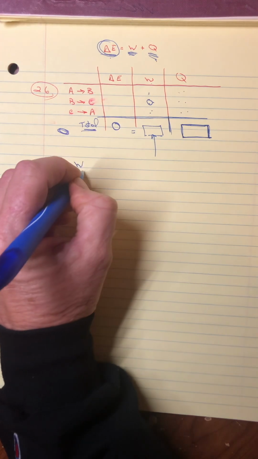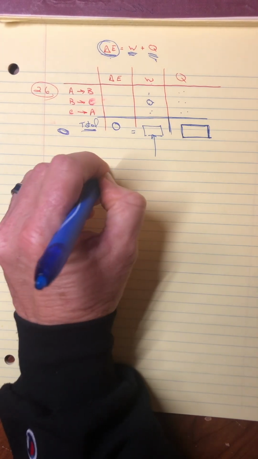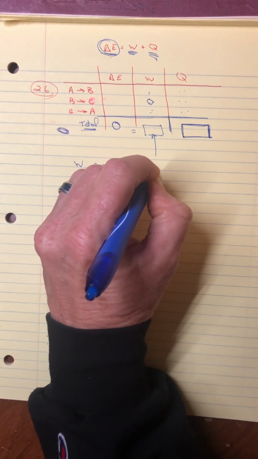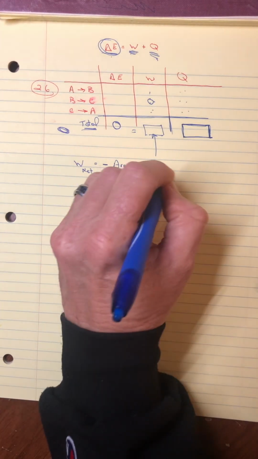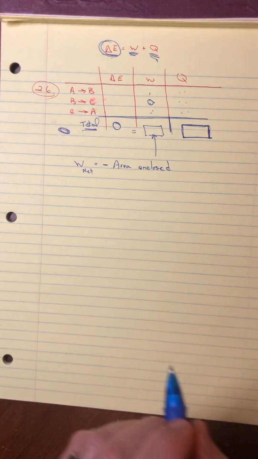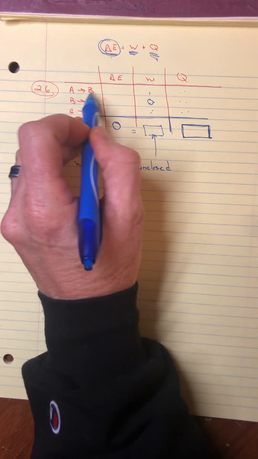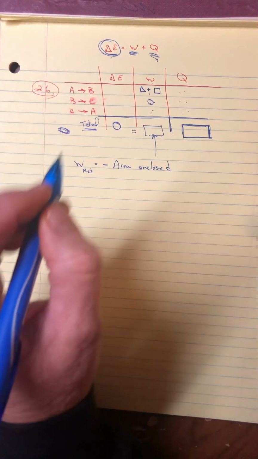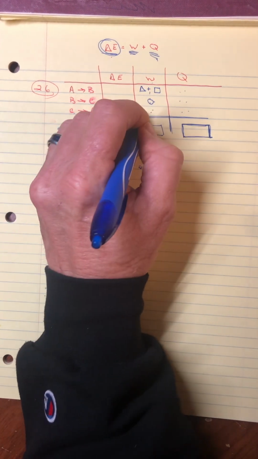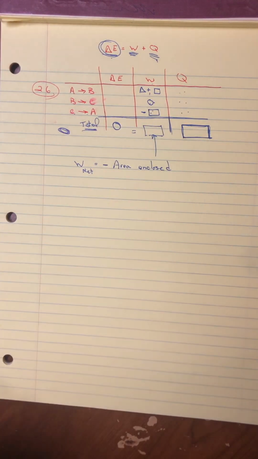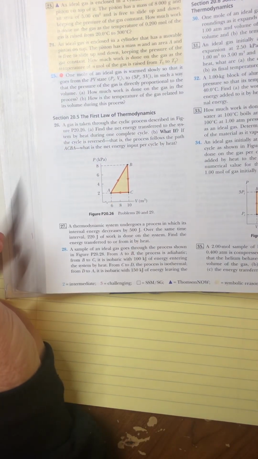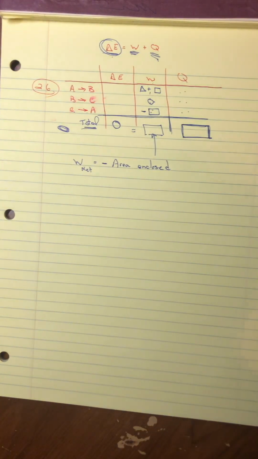This highlighted triangle would be that total. So I could say work net is equal to negative of the area that is enclosed in this little cycle. Because this right here, as I said, A to B would be a triangle plus the rectangle. And C to A would be taking away the rectangle. And so the only area I need is the area of that triangle.